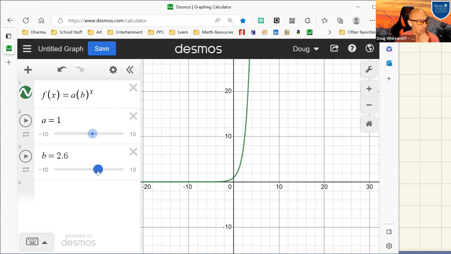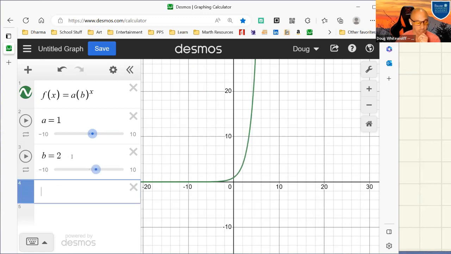Now I'm going to put this to 2 because that's what we call the parent graph for exponential functions. And now watch what happens when I change the value of a. Does it look like it's getting steeper? Yeah, but also there's something changing that wasn't changing before.